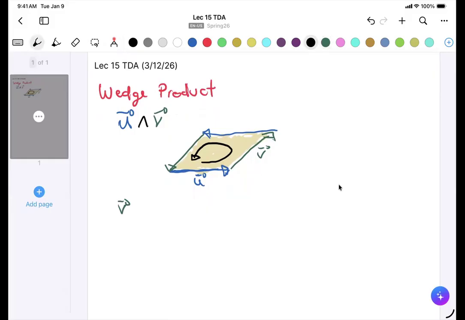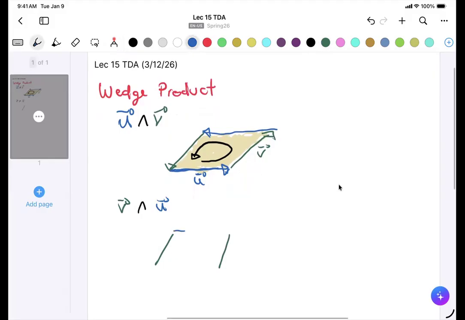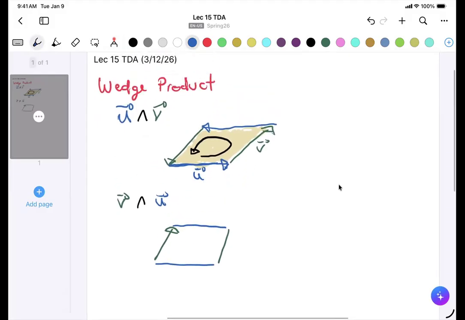Then the idea is that if you had done v wedge u, you still draw the same parallelogram. But because it's v first, now you're moving in the direction specified by v. So v was pointing this way in my picture. You start moving in the direction of v, and then you follow with that direction and traverse the edges of the parallelogram. So now you would move this way.